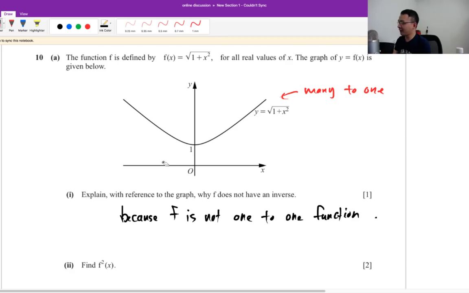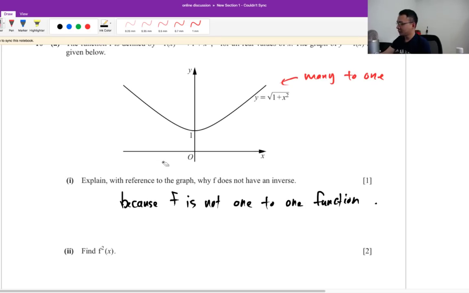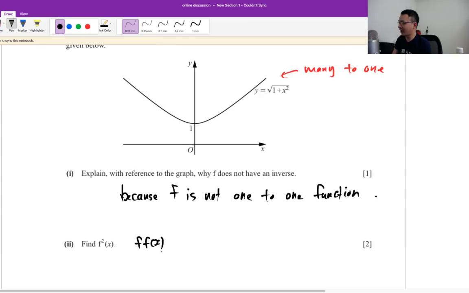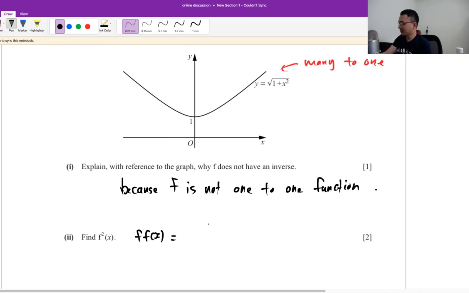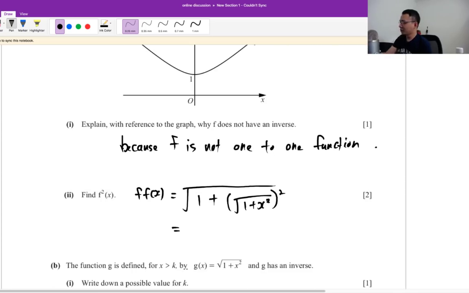Alright, and then find f squared. For f squared, please make sure you don't square it. f squared means f of f(x). Substitute f(x) into f(x). So that means I will have the square root of 1 plus x squared, and this one will be squared, right? And my x right now is 1 plus x squared. Alright, this is a composite function. So square and square root cancel. I get the square root of 2 plus x squared. Alright, this one should be quite easy.